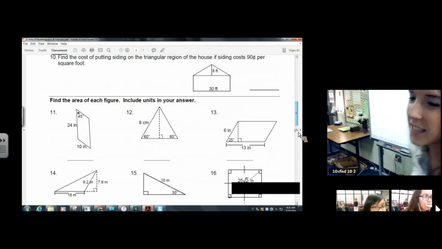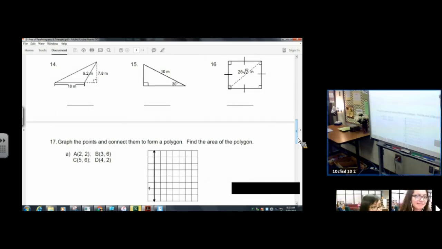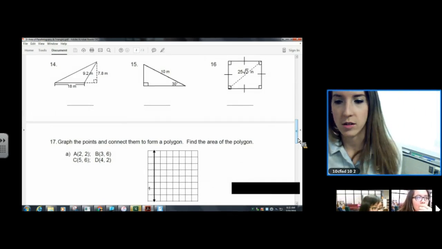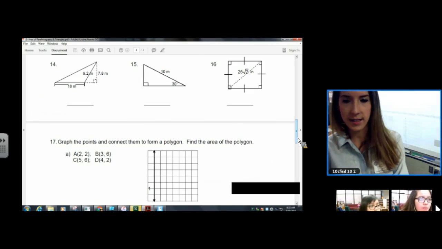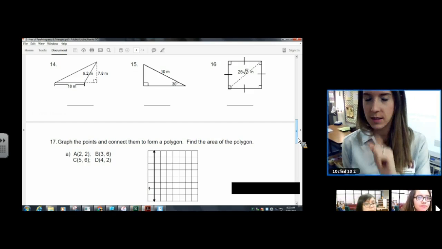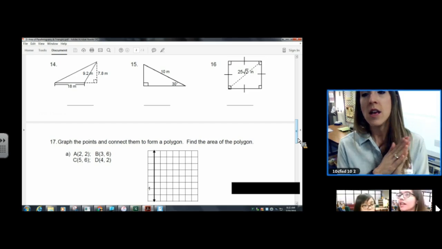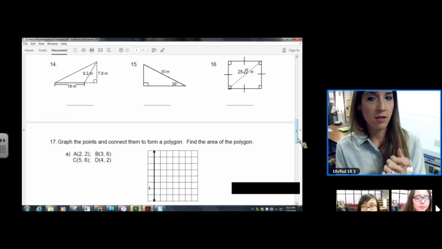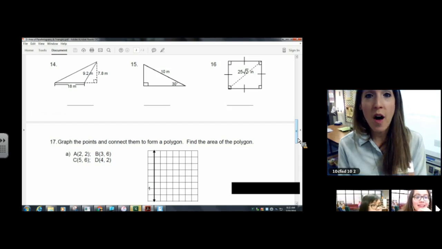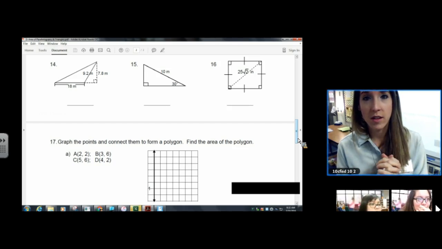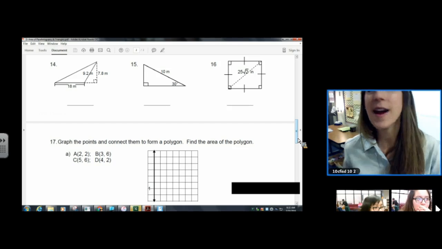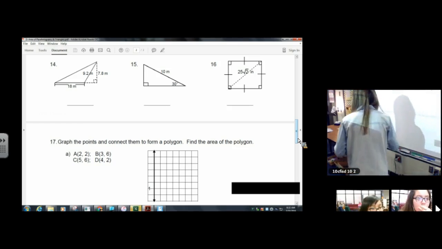All right, 14, take a look at that one. We have, what kind of triangle? What's that triangle called? What's its classification? Yes, we have an obtuse triangle. The curious thing about an obtuse triangle is that it's the only type of triangle where the height falls outside the triangle. The altitude falls outside the triangle. Remember that from last semester?